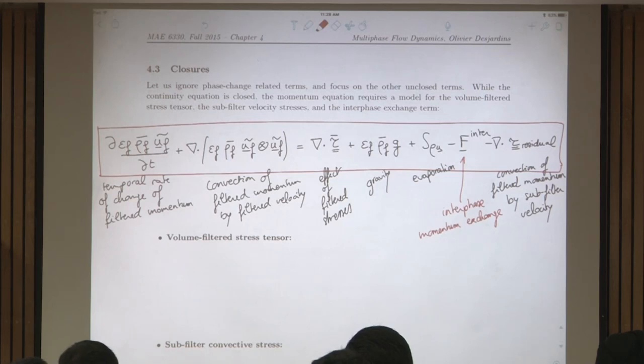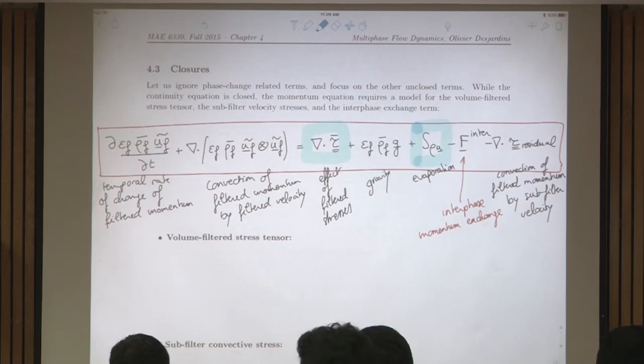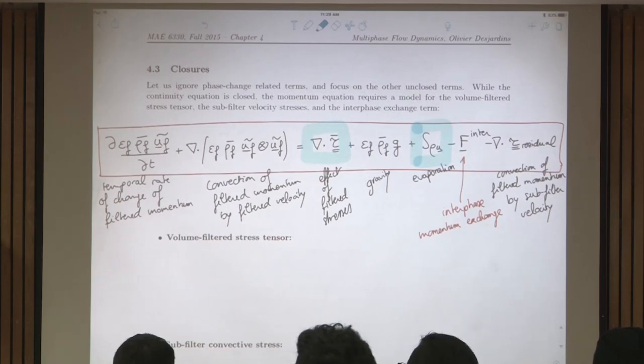Let me circle, say in blue, the terms that are unclosed, the terms that will explicitly require that we take an action. Unfortunately for us, this is unclosed. It is not readily computable for us what the filtered stress tensor is. We could compute the stress tensor from the filtered velocity and pressure, but they are not the same thing. So we'll need some approximation here. This is unclosed. I don't know what the evaporation is. I can provide a model for it, but if I need a model, it's precisely because it's unclosed.